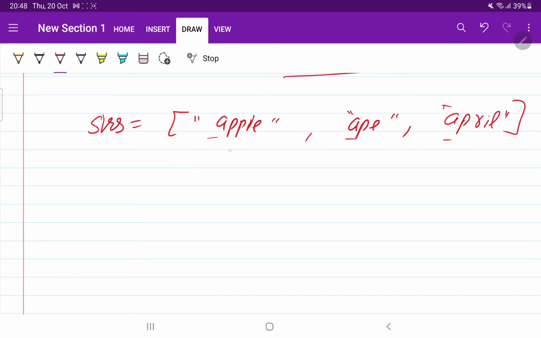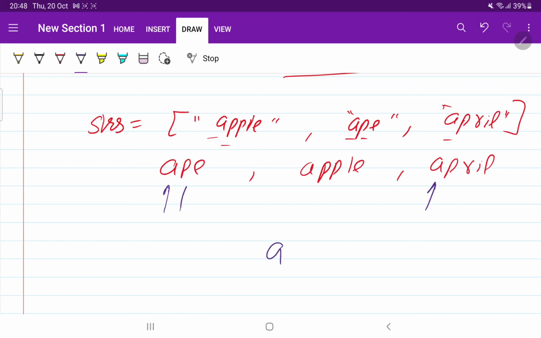A is same, then P is also same, then E will come. So first of all it will come ape, then apple, and then april. This is how it is going to be sorted. So pick A, it is common, add the element. P, it is common, add the element.